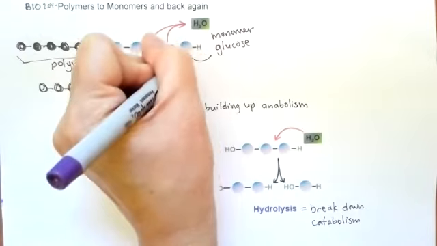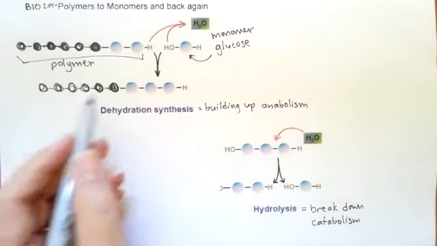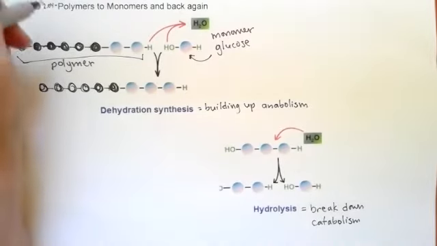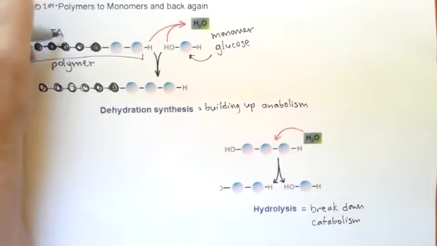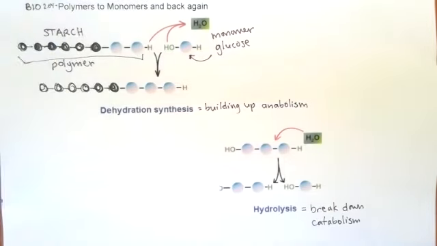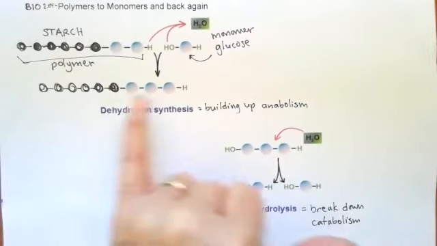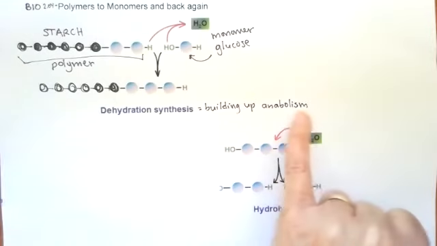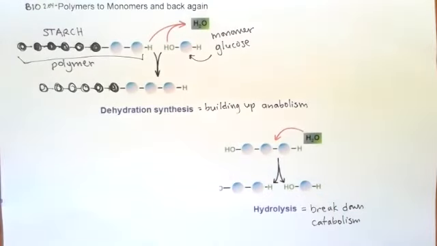So here I have just one little monomer, and I want to attach it to this big long polymer. Now, if this is happening in a plant, the name of this polymer is starch. You've heard of starch before. If you eat a lot of potatoes, it's called eating starchy foods, because the name of the polymer in plants is starch. So we're going to build this up. We're going to connect another glucose to this big long starch chain. And remember, building up is anabolism.